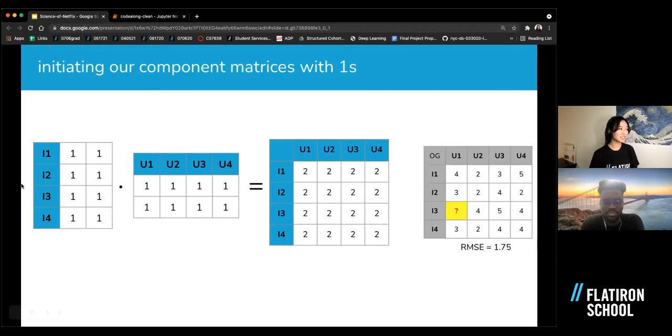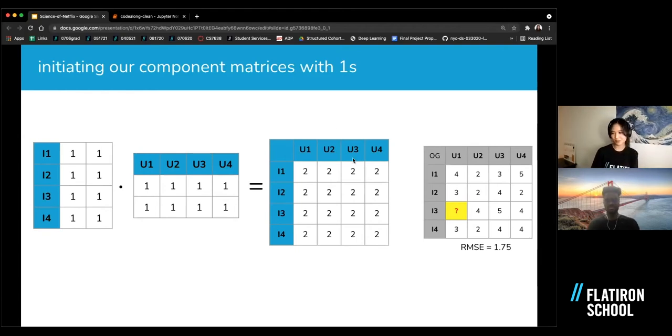So to start, let's initialize our component matrices with 1. It's probably not going to end up being 1 at the end, but it just needs to have some sort of starting point where we can then figure out how to improve. So it starts off as everything as 1. If you know matrix multiplication, if you multiply these two together, it becomes an entire matrix of 2s. If you don't know matrix multiplication, it doesn't really matter too much. But basically, when you multiply these initial values, it creates this utility matrix of all 2s.